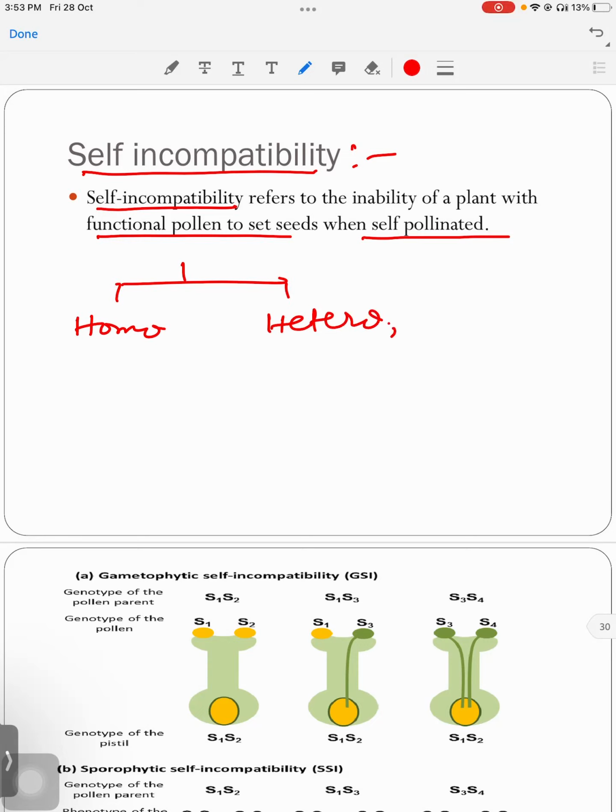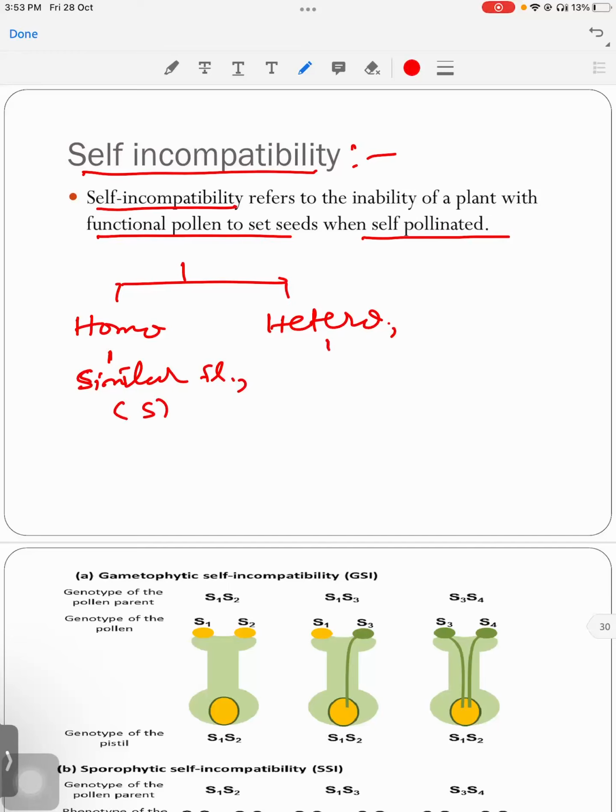In case of the homomorphic system, what is the basis of the incompatibility? That's what we need to write. It is within a self-limited group which has similar flower structure, and it is governed by S alleles.